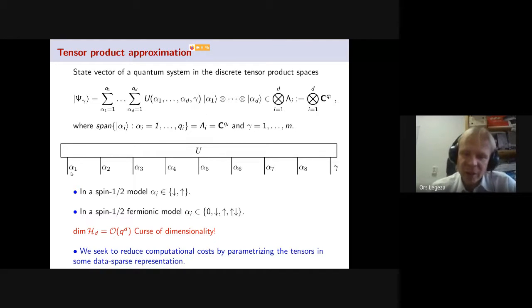And then in quantum chemistry, for example, you can have an empty state, a state occupied with down spin or up spin, or doubly occupied. And of course, this blows up the dimension exponentially. This is what we call the curse of dimensionality. So the system size is pretty much limited, and that's basically exact diagonalization. So we are seeking some data sparse representation of the wave function.